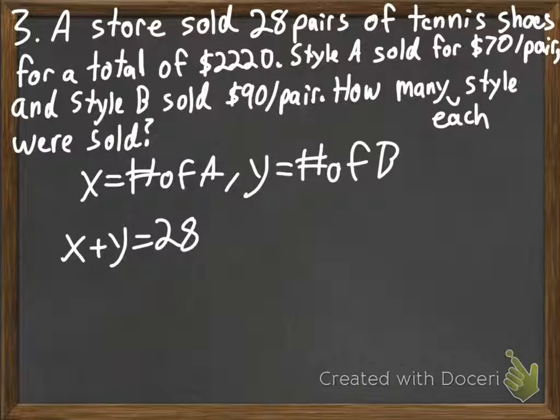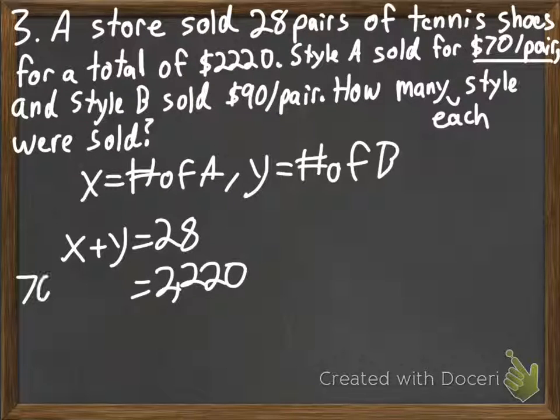So the next one needs to be money. Now we know the total amount of money that we made was $2,220. Now we need to look and see if there are any stipulations with the styles. Well, we know that style A sold for $70 a pair. So that means it's going to be 70x. We know that style B sold for $90 a pair. So we know that's going to be a plus 90y.